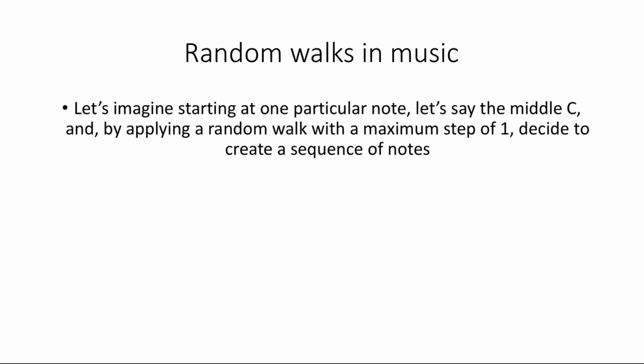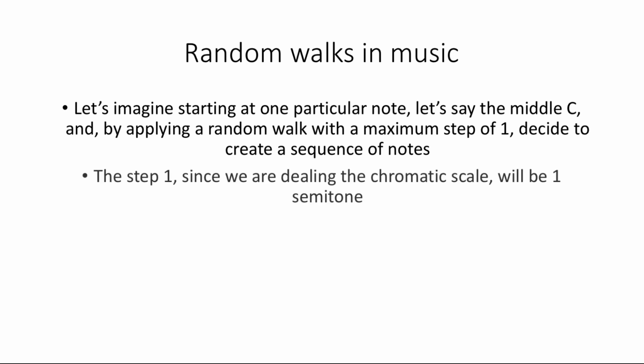To apply the logic of the random walk in music, let's imagine starting at one particular note, let's say the middle C, and by applying a random walk with a maximum step of 1, decide to create a sequence of notes. The step 1, since now we will be dealing with the chromatic scale, will be 1 semitone.